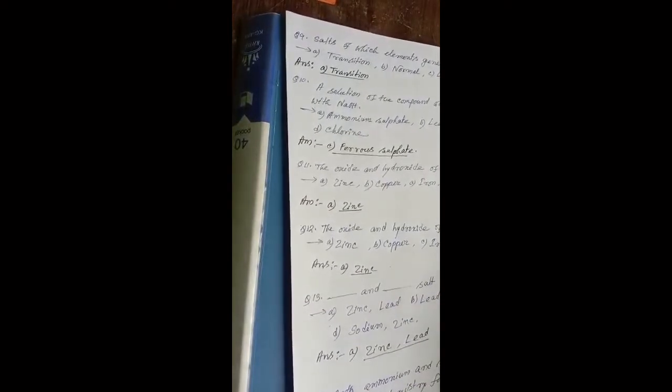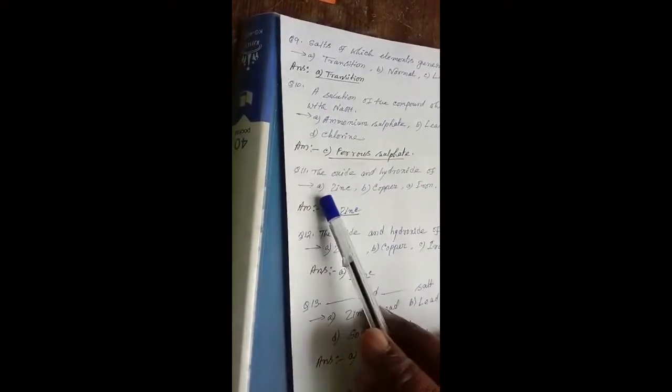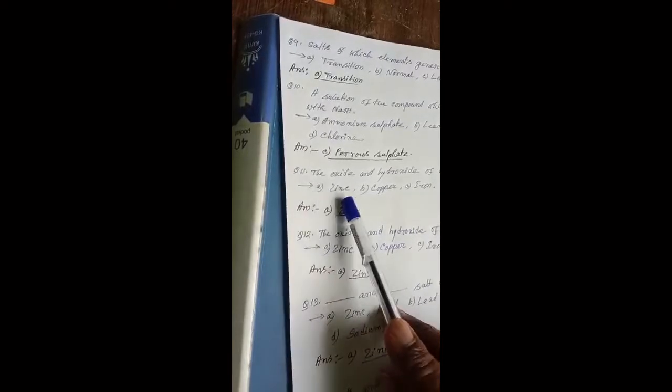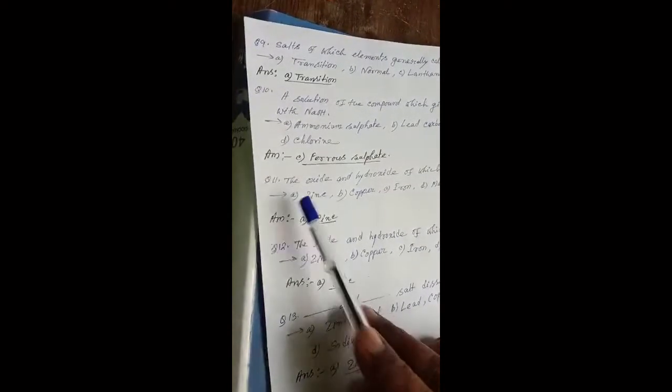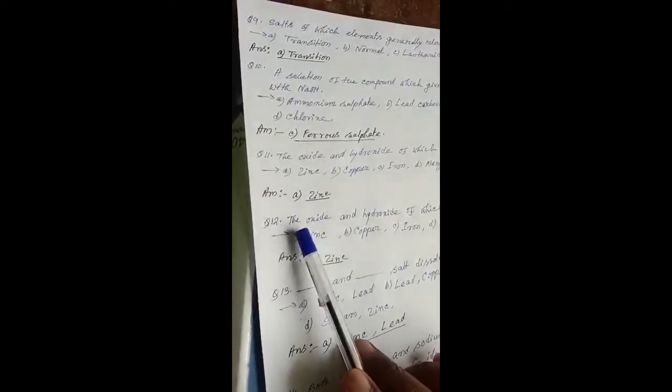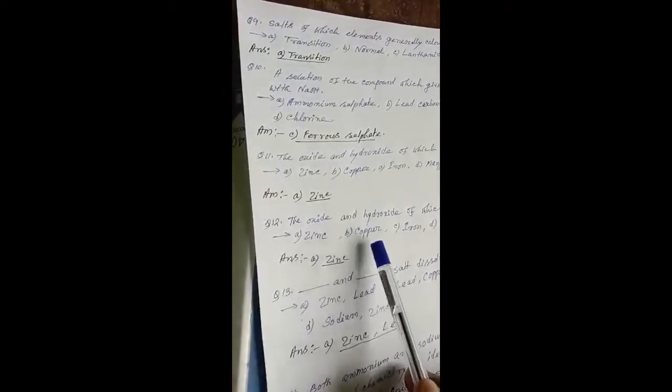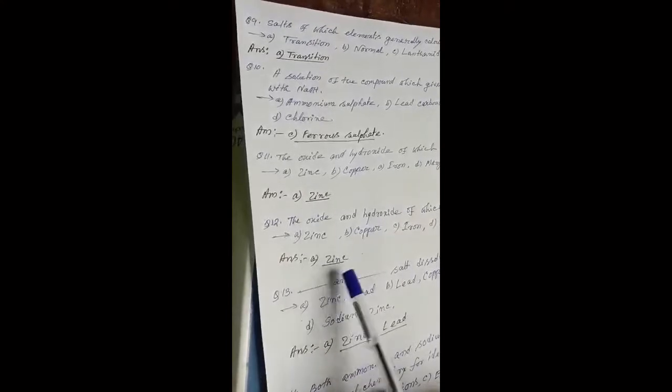Okay. Next question, the oxide and hydroxide of which metal is amphoteric? Option A, zinc, option B, copper, option C, iron, option D, manganese. The correct answer is option A, zinc. The oxide and hydroxide of which metal is amphoteric: zinc, copper, iron, manganese. That is option A, zinc.